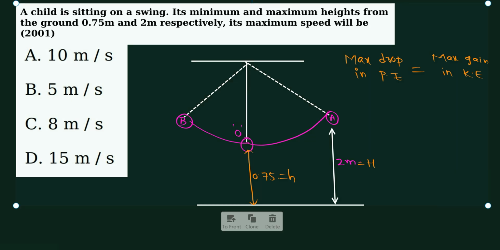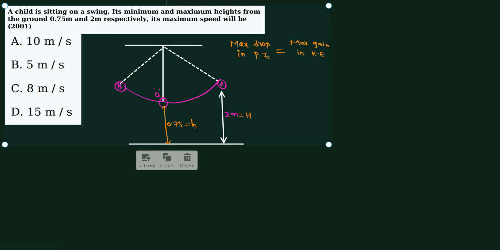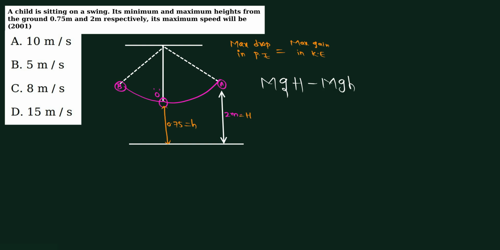So take the formula here. What is the potential energy formula? mgh. This will give the maximum potential energy at position A. Potential energy at point A minus the minimum potential energy, where will you get that? At low height. This decrease in the potential energy is equal to the increase in the kinetic energy. What is the kinetic energy value? Half mv square. Very good, half mv square.